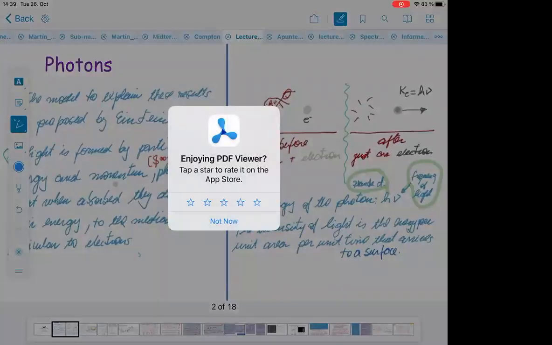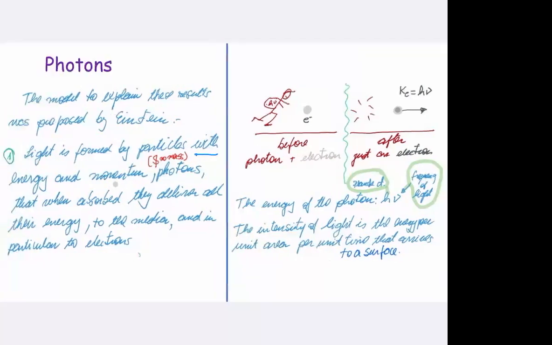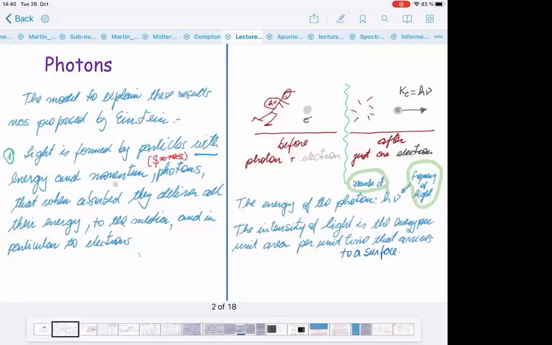Let me see if I can. Okay, I can lock it down there. With energy and momentum, and when the particles are absorbed, they are absorbed by the electrons in a material. So this is what happens. Oops, I don't think I like this.